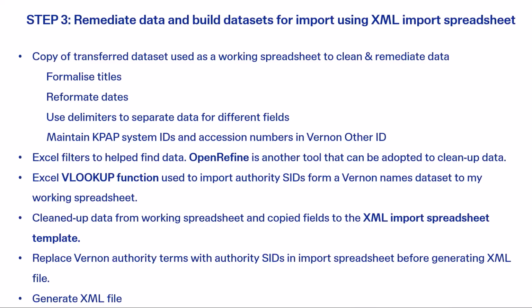I used Excel filters and the functions within Excel to help clean up the data. OpenRefine was another tool that I had used in previous cleanup jobs, but I didn't really find it necessary in some of this work. I used the VLOOKUP function in Excel to import the authority SIDs from the Vernon names dataset to my working spreadsheet. And then once I had cleaned up the fields within the working spreadsheet, I would copy them over to the XML import spreadsheet template, and then replace any Vernon authority terms with the SIDs.